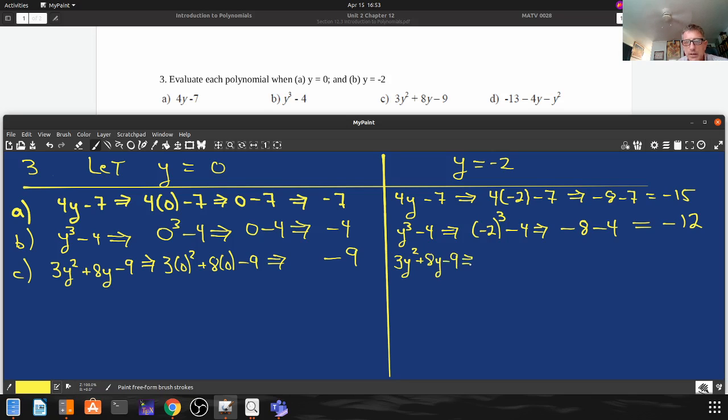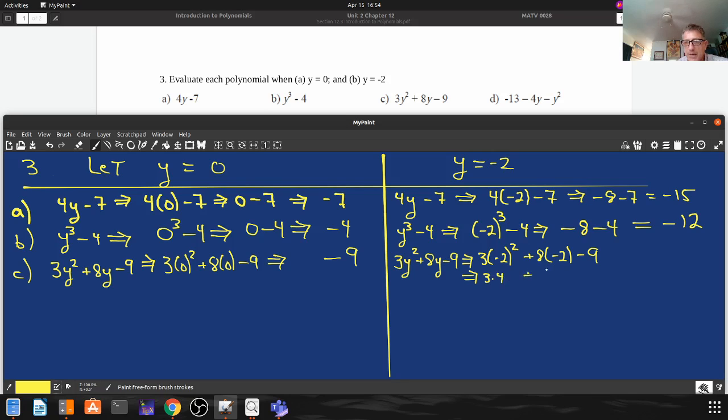And again, we're replacing y with minus 2. So I'm literally taking y, which is the base of its power, and I'm replacing it with minus 2, and that's the base. Plus 8 times minus 2 minus 9. Well, this is equal to 3 times minus 2 squared, which is 3 times minus 2 times minus 2, which is 4.